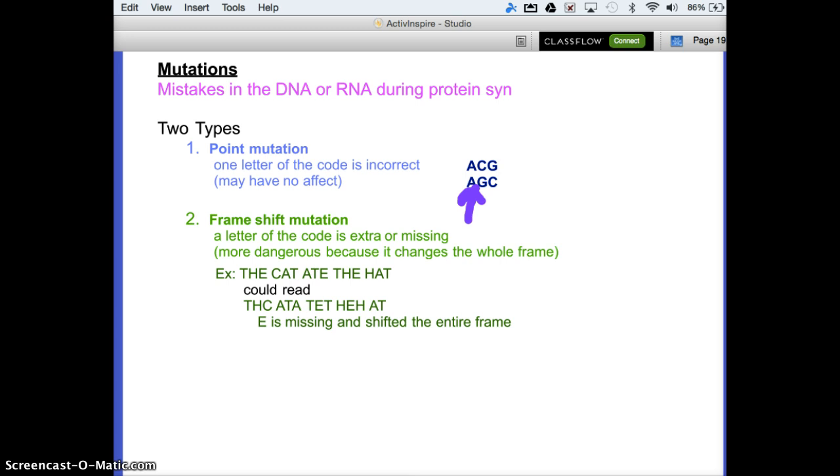So, in frame shift, a letter of the code is extra or missing, and this can be a little bit more dangerous because remember that everything is read in threes, so if the codons are incorrect, the entire code can be incorrect. So let's say if you're looking at this as codons, the cat ate the hat, if we shift the whole thing or take away the E in this case, then you've got all these words that are not making sense, and basically what that means is no protein production will occur.